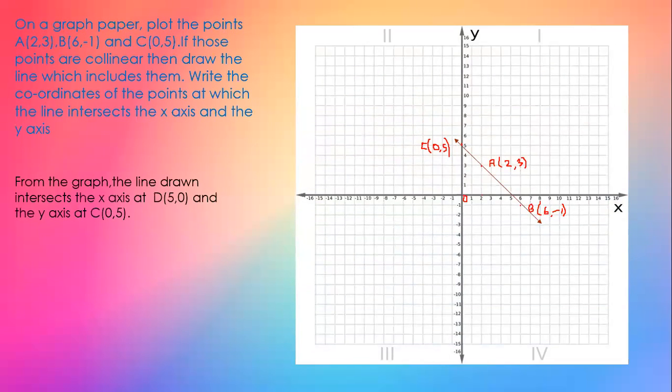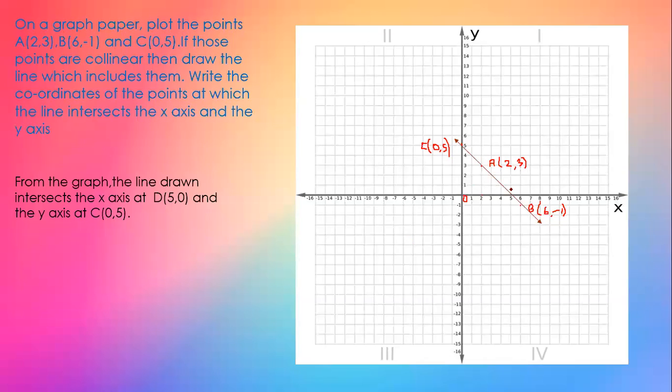See, they told us that when you draw the line, it will intersect the x-axis and y-axis. We can see over here, it is intersecting the y-axis over here, and the x-axis over here, at 5, right? So now we need to write the coordinates of it. If you see the x-axis, what will be the coordinate?